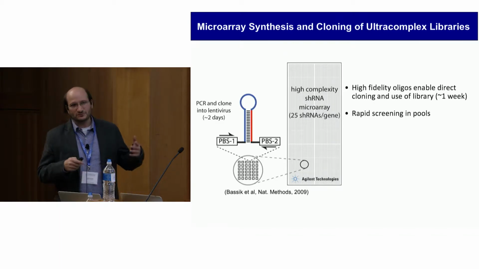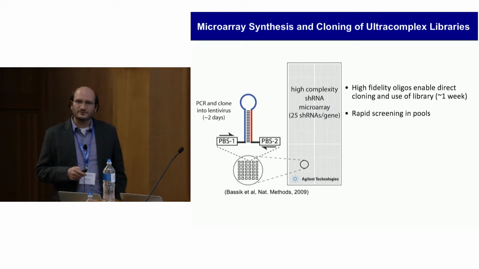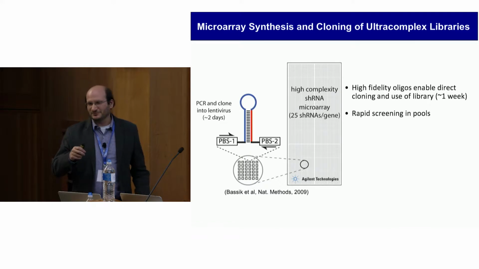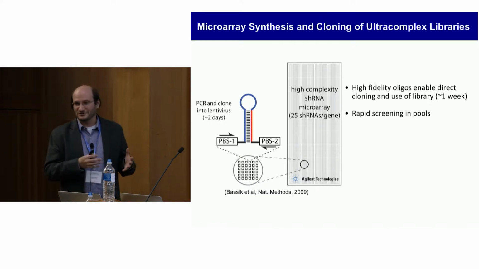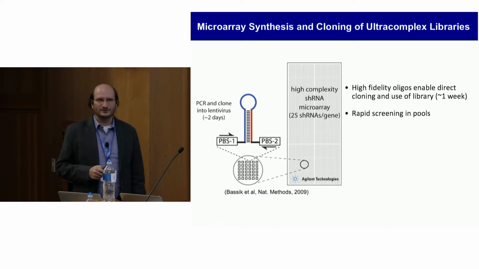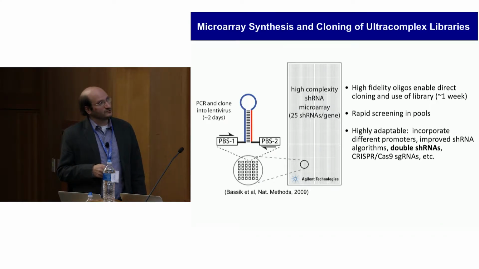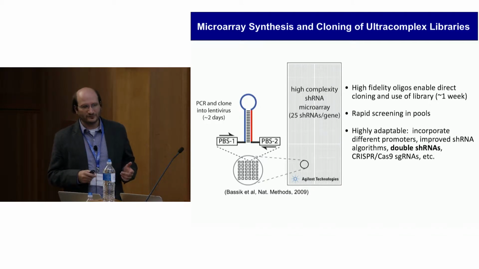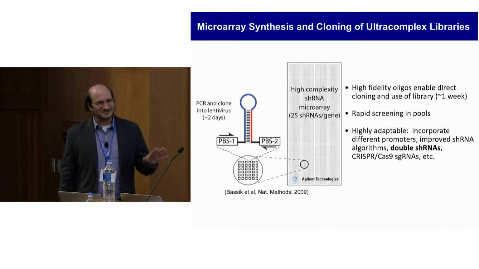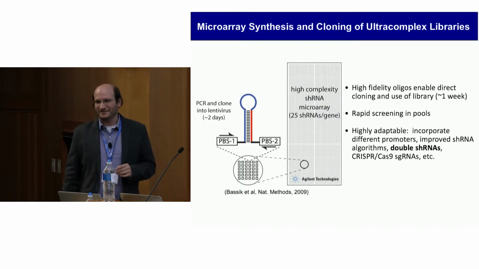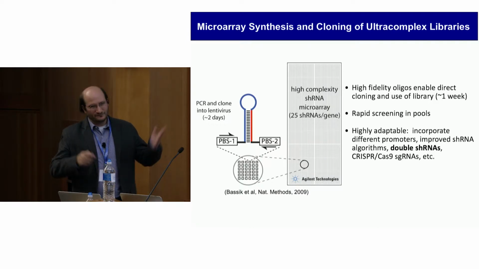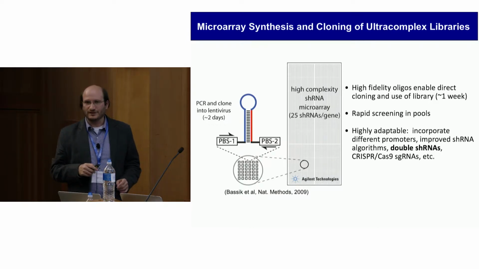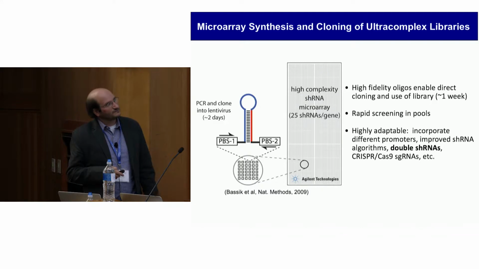It allows you to do very rapid screening in pooled format. Instead of the arrayed format, which I should have mentioned also comes with an enormous cost and time to screen through those libraries, these pooled screens are quite fast. And importantly for our purposes, the platform is very highly adaptable. After we had spent all this time building what we thought was a great shRNA platform and the CRISPR revolution happened, we could just take a guide RNA and drop it into that exact same lentiviral vector and effectively use the same workflow to do CRISPR screens instead of shRNA screens.